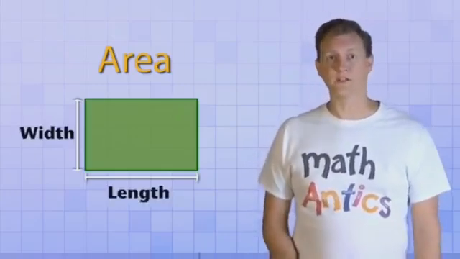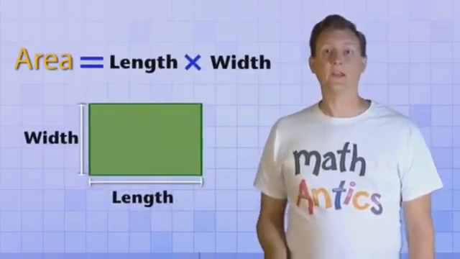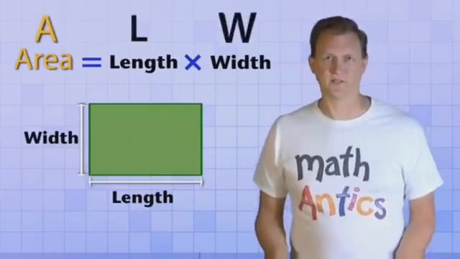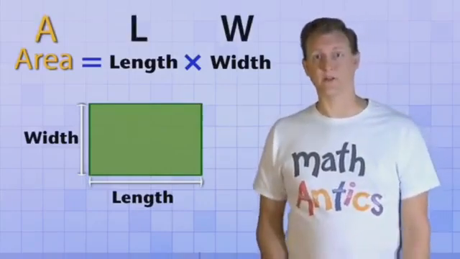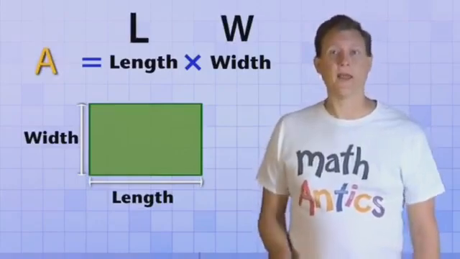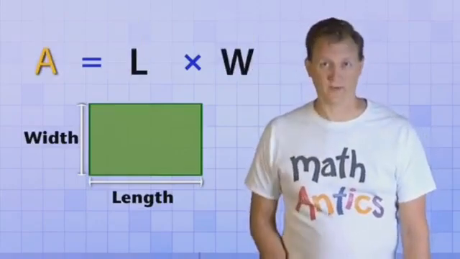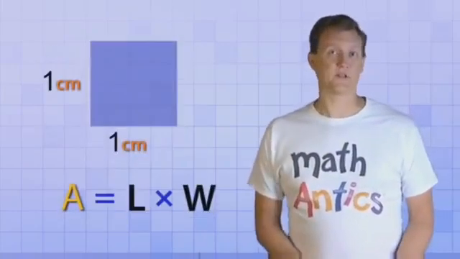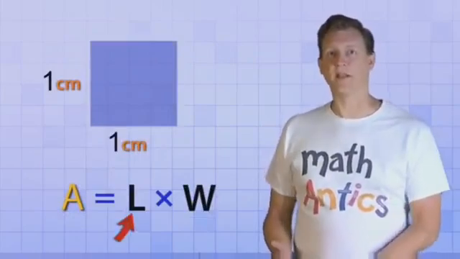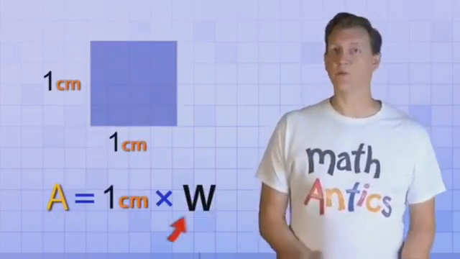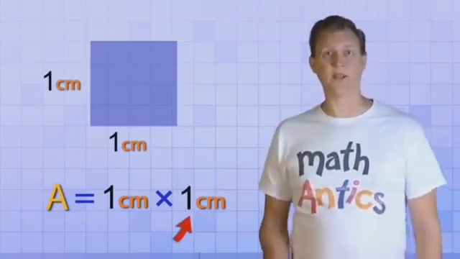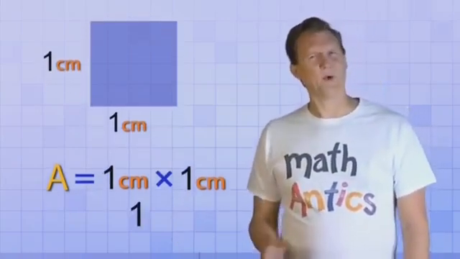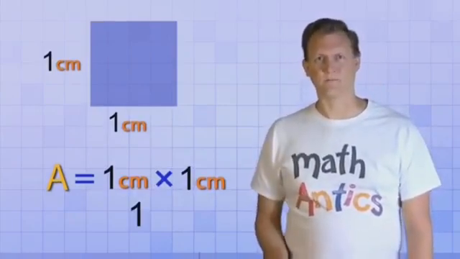So the formula looks like this. Area equals length times width. But it's often written with just the first letters of each word as abbreviations: A for area, L for length, and W for width. So let's see if that formula works for our original square centimeter. If we multiply the length, 1 centimeter, times the width, 1 centimeter, what do we get? Well, 1 times 1 is just 1, but what about centimeter times centimeter?